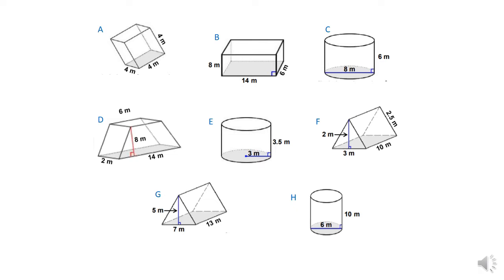These cylinders are sitting on their base, but not all the prisms are sitting on their base. Look at triangle prism F. The base of the prism is a triangle.